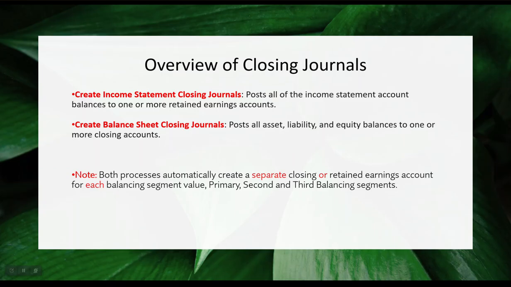Both processes automatically create a separate closing or retained earnings account for each balancing segment value: primary, secondary, and third. In case you use these three value sets, both the income statement and the balance sheet processes will create a separate closing for each one of them. One for the primary balancing segment, one for the second balancing segment, one for the third balancing segment.